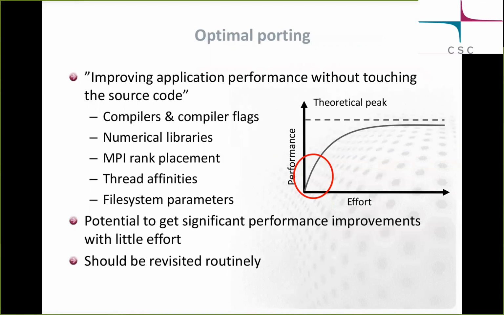And this means paying attention to choosing a compiler and the flags for that compiler. Also minding that I'm using optimized numerical libraries wherever I can. Also minor details like how the MPI ranks are being placed across the nodes. If I'm using threading, whether the thread affinities are correct, and last but not least, how I use the parallel file system, the cluster file system.